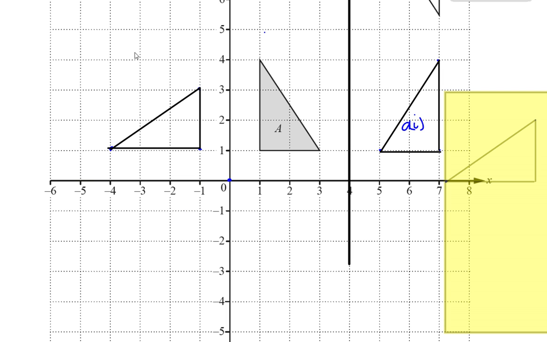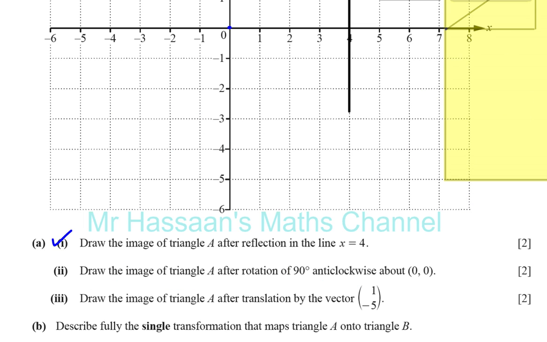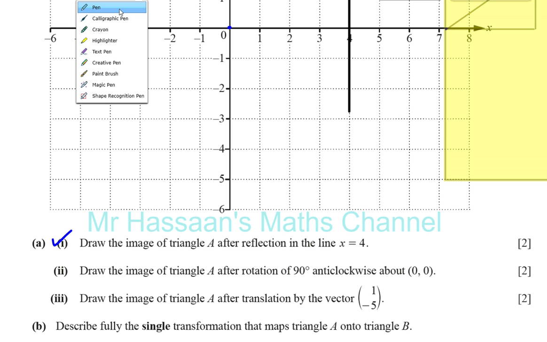And there we have the rotated shape. Okay? So that's now the answer for part 2. So that's A part 2. So I'll write here, I'll write in the shape A part 2. Okay. Now, the next part says, draw the image of triangle A after a translation by vector 1, negative 5.